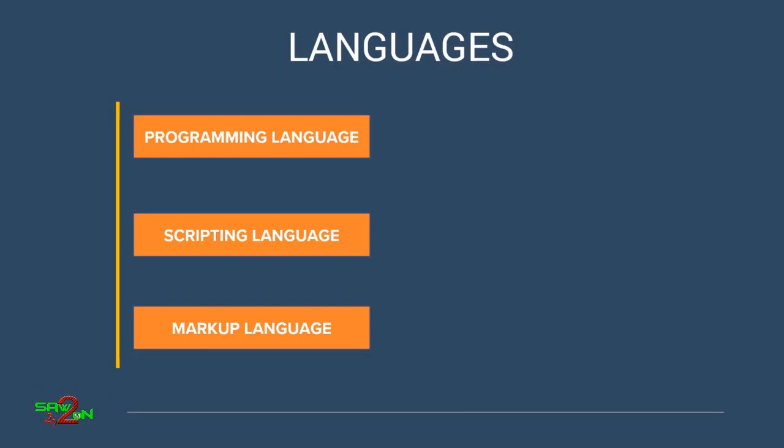When you're trying to learn a language, whether it is a programming language, scripting language, or a markup language. The examples of a programming language are C, C++, and Java. The most important job of a programming language is to interact with the machine.